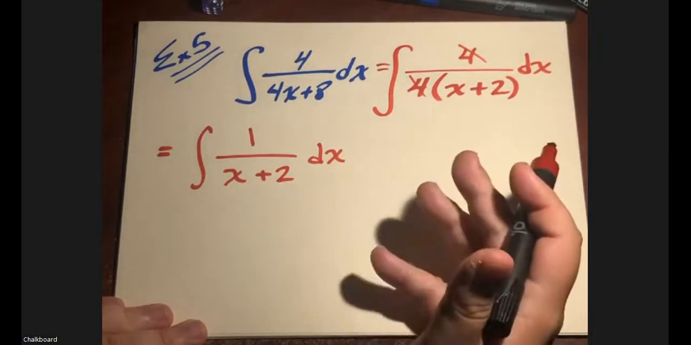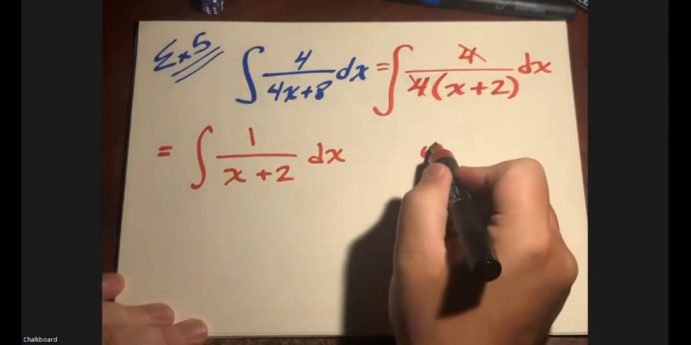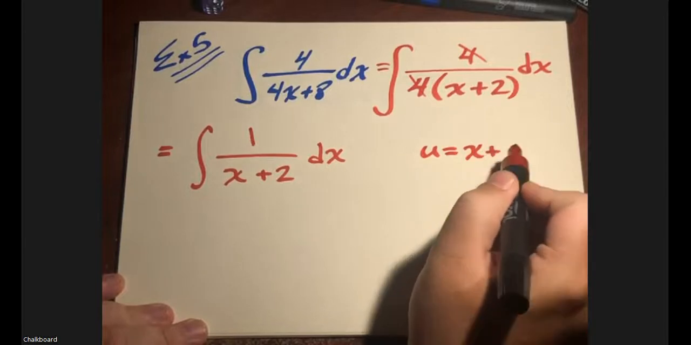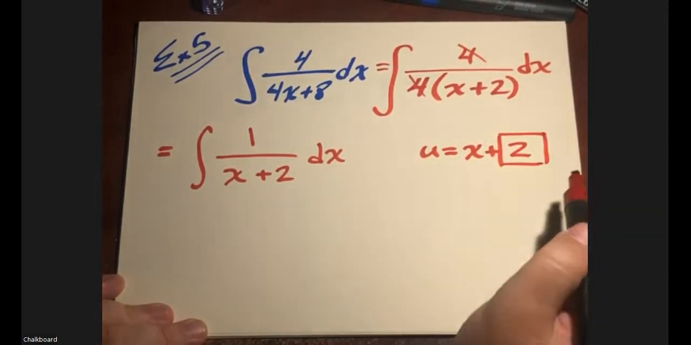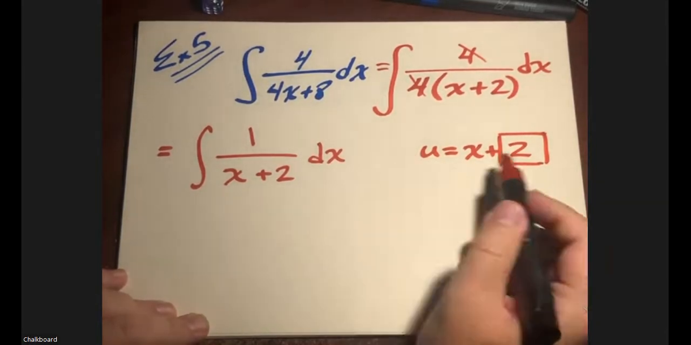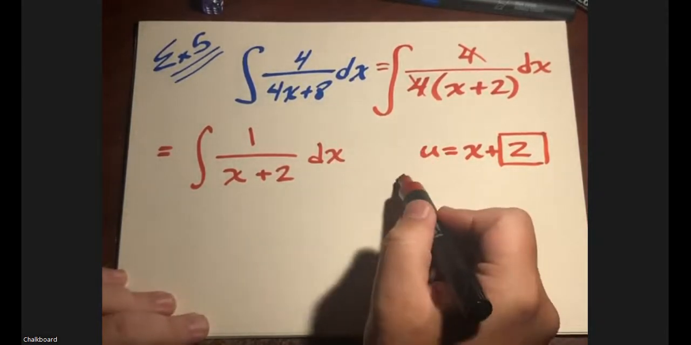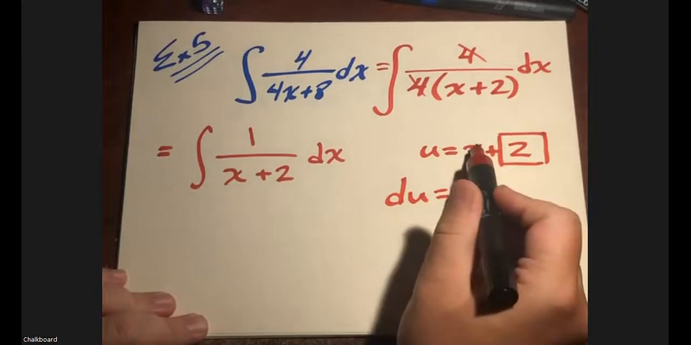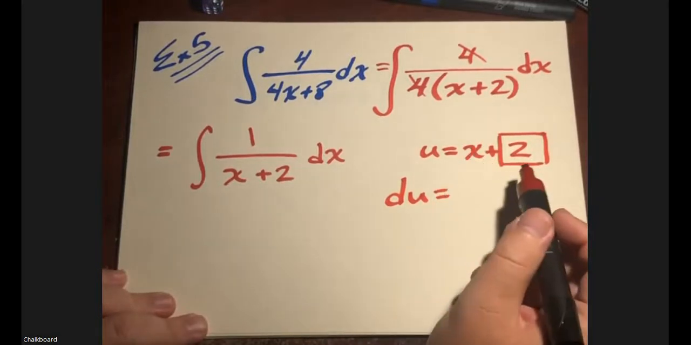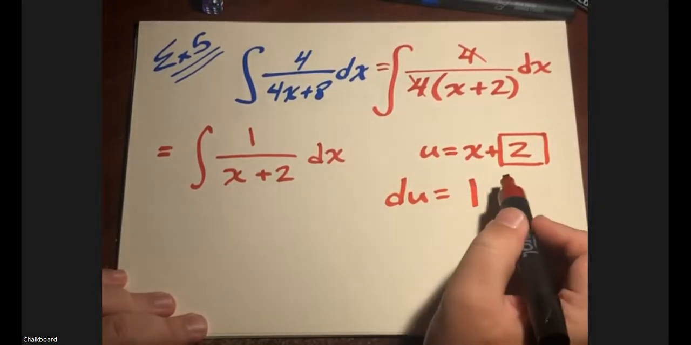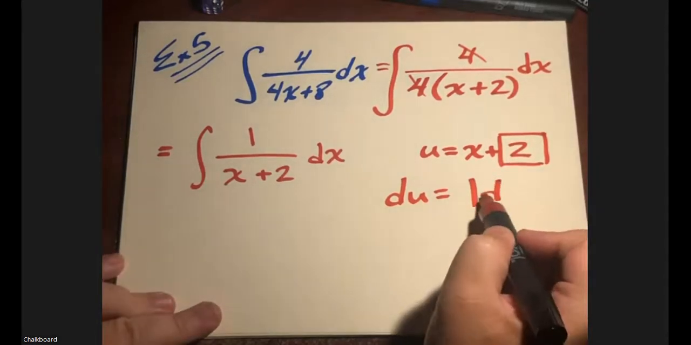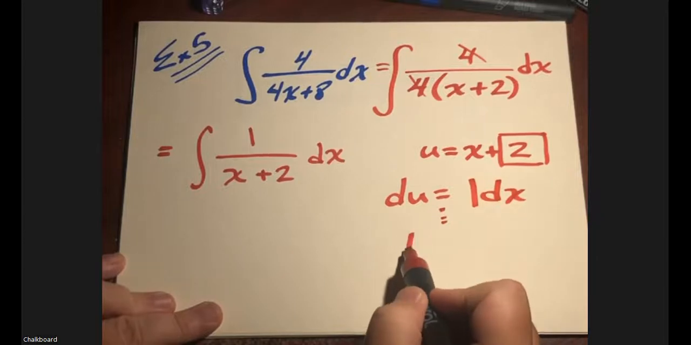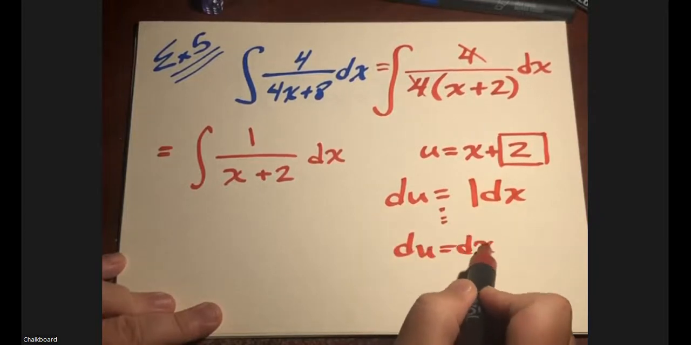I don't know 1 over x plus 2, but I do know 1 over x. However, it's kind of interesting how if you let u equal x plus 2, I'm going to put a square around 2 because we're going to come back to this number 2 for a minute, okay? And now I find the derivative of this. On the left, I have du, and on the right, I have 1, because the derivative of x is 1. And then I have the derivative of 2, which is nothing. So I have 1 dx, which means, in other words, du equals dx.